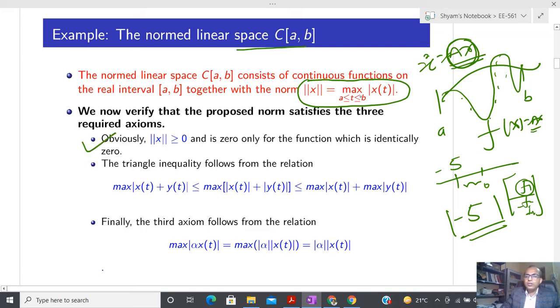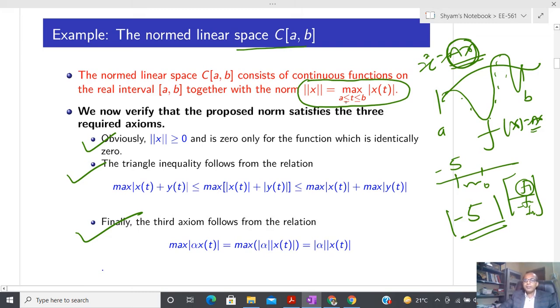So this is obvious because I have taken the absolute value and the maximum of that, and the triangular inequality is obvious, and this is also obvious. Please check, this is straightforward. So in this way, initially I have a linear space, a vector space of continuous functions, with two operations, pointwise addition and scalar multiplication, and on top of that I have added this notion of norm, then this forms a normed linear space.